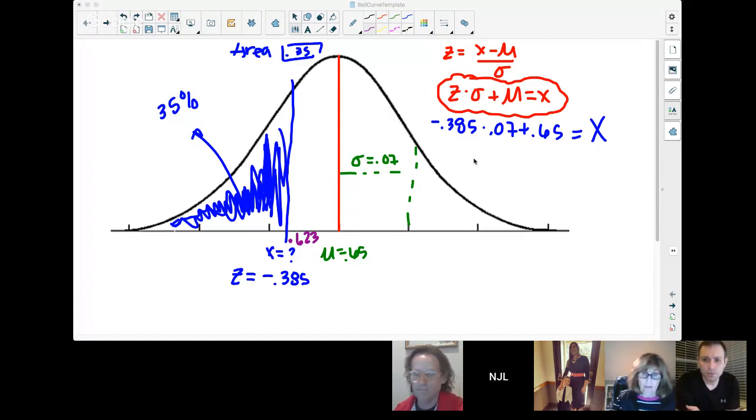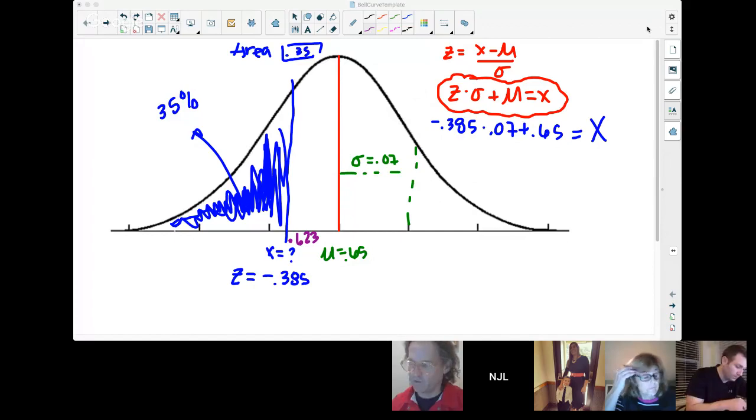You want to make sure that if you are dealing with a percentile that is less than 50%, it's going to be a negative z-score. Because remember, the mean is the 50th percentile. So you've got to grab that negative z-score if it's below the 50th percentile.